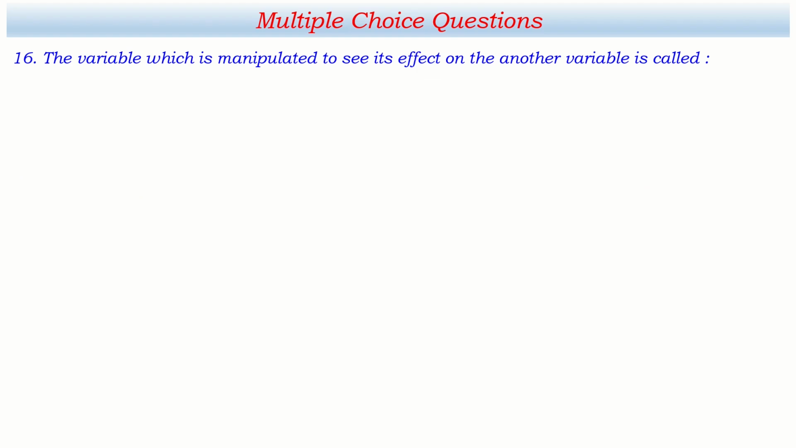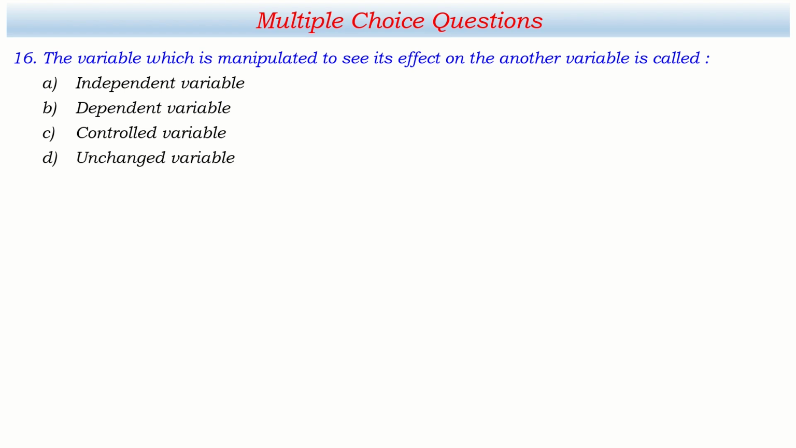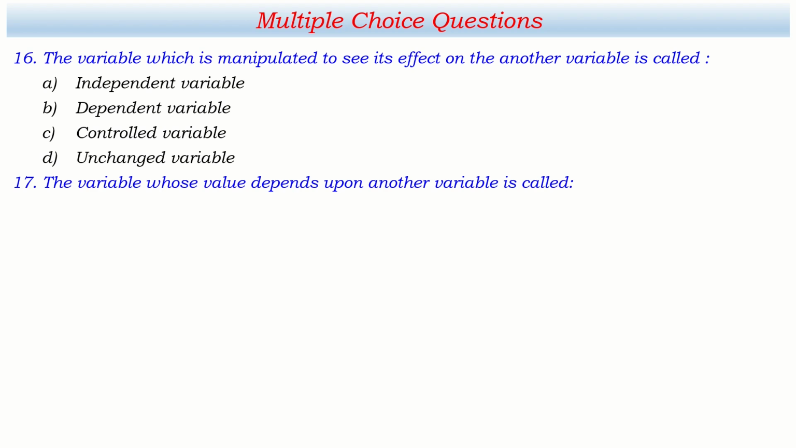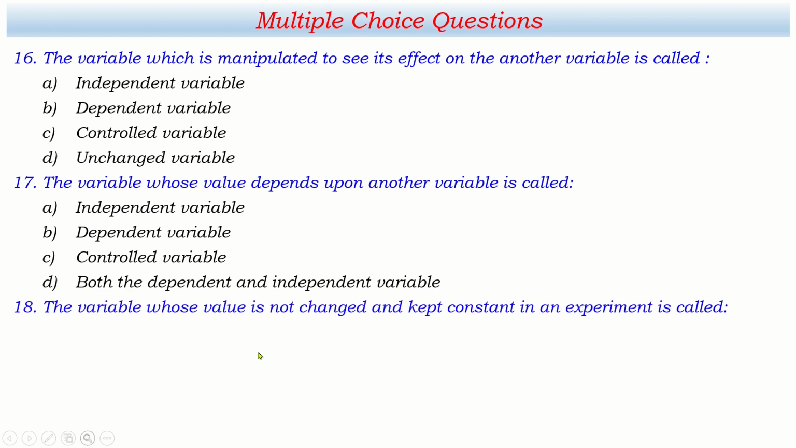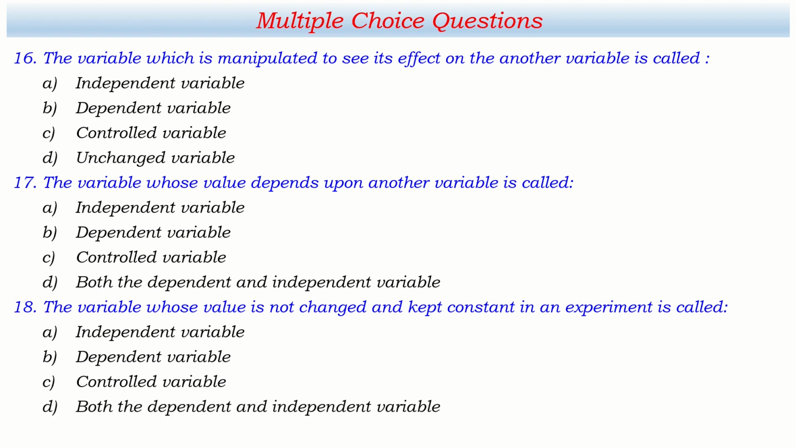Let's have another set. The variable which is manipulated to see its effect on another variable is called which one? We have to select one of them. Now 17. The variable whose value depends upon another variable is called this. The same question seems to be repeating in different ways. Now the variable whose value is not changed and kept constant in an experiment is called what? Independent, dependent, controlled variable, or both independent and dependent. Now this set is related to the definitions of independent, dependent and controlled variables.